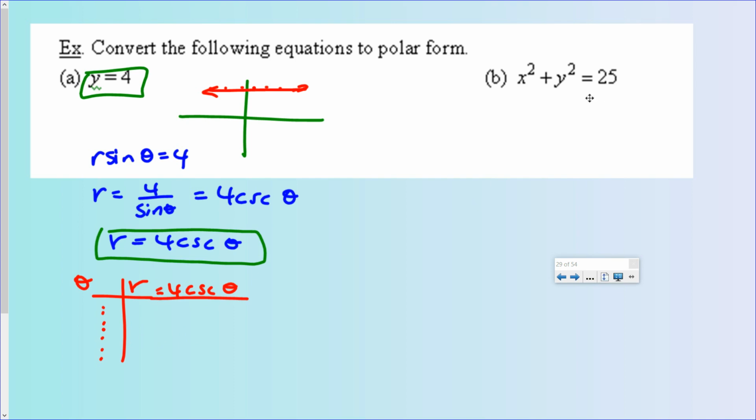All right, what about this side here? How would I change this to polar form? Change it to r's and thetas. How? X is r cosine theta. Okay, so x is r cosine theta. So this is r cosine theta squared plus r sine theta squared is equal to 25.